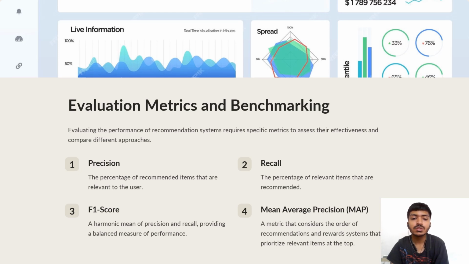Third, we have F1 score. It is the harmonic mean of precision and recall, meaning that it provides a balanced measure of performance based on both evaluation methods mentioned above. Then we have mean average precision. It is a metric that considers the order of recommendations and rewards systems that prioritize relevant items at the top.